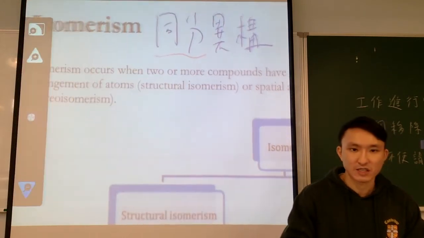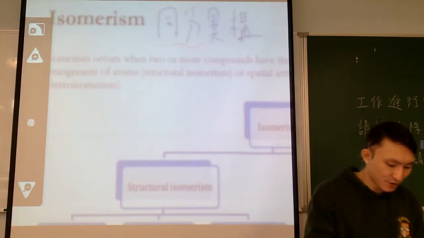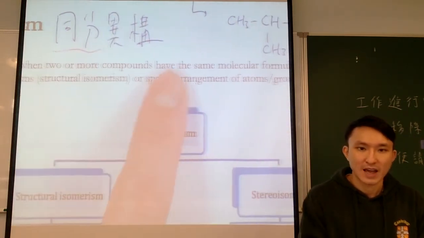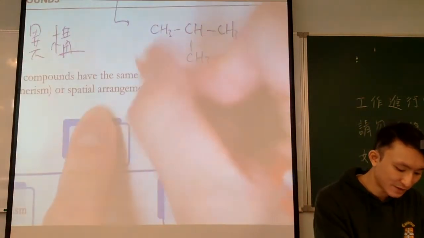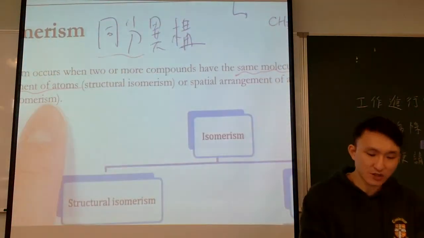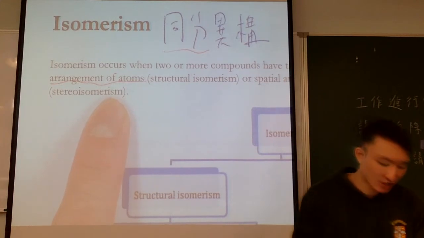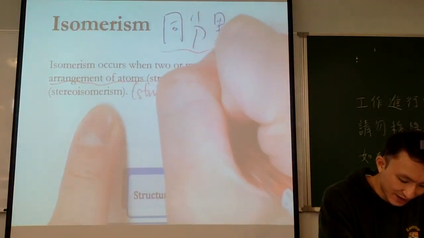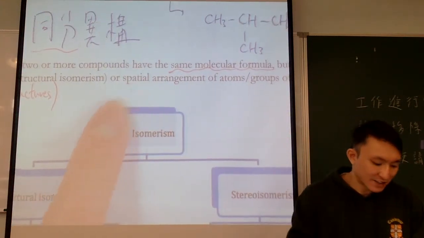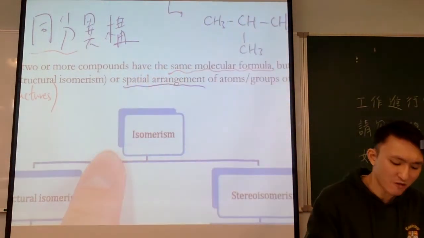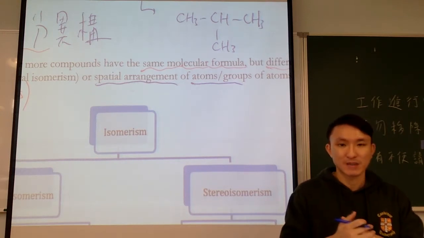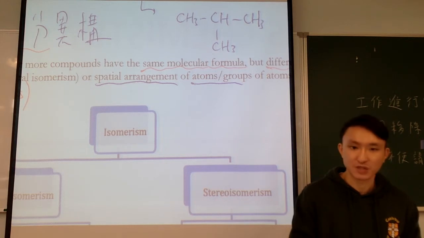Okay? So let's check out those keywords regarding isomerisms. So isomerism occurs when two or more compounds, usually organic compounds, have the same molecular formula, okay? Same molecular formula, but different arrangement of atoms, or different structures, okay? Or there is another situation where we will talk about it later. They have different spatial arrangement of atoms. Now this one, we will talk about it later, okay? What do you mean by spatial arrangement of atoms or groups of atoms?